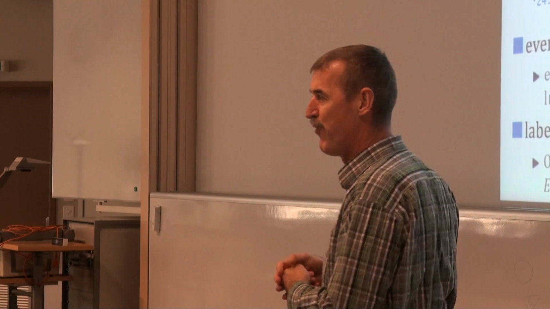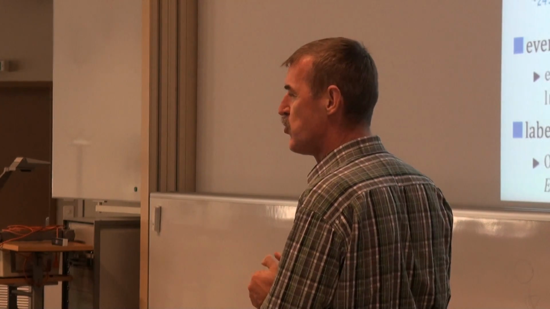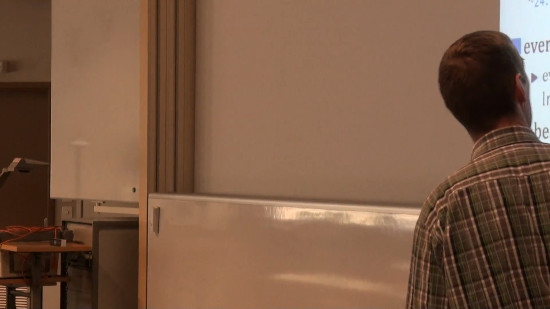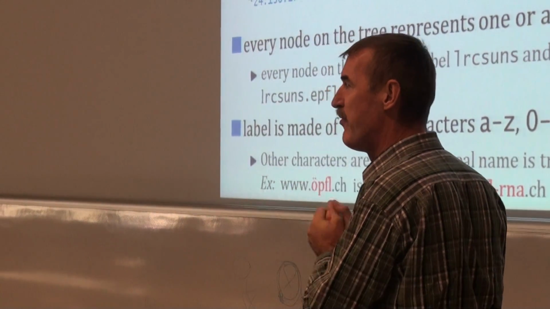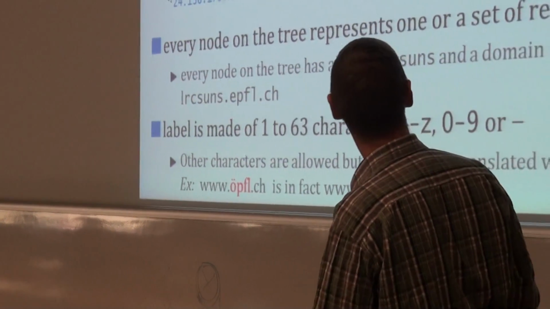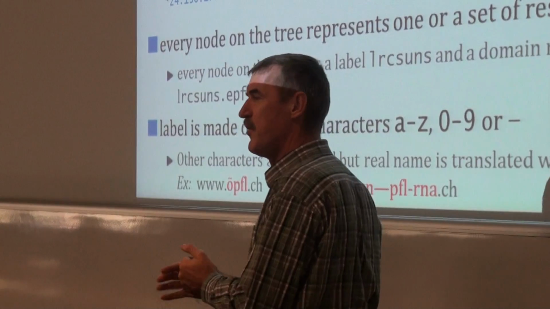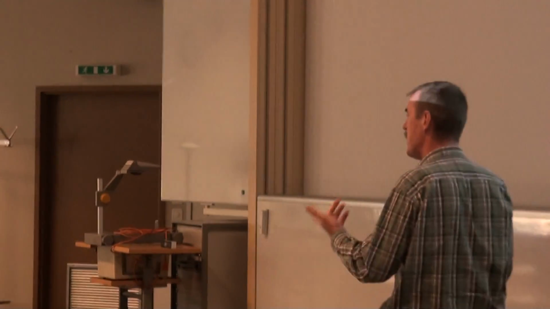For example, EPFL has one domain, so it pays to the entity that runs .ch, which happens to be Switch, 17 francs a year to get the epfl.ch. And then inside EPFL, the EPFL system managers can delegate further names. Inside EPFL, there's no other subdomain. So a name at EPFL is typically a name like lrc-sunnes.epfl.ch.